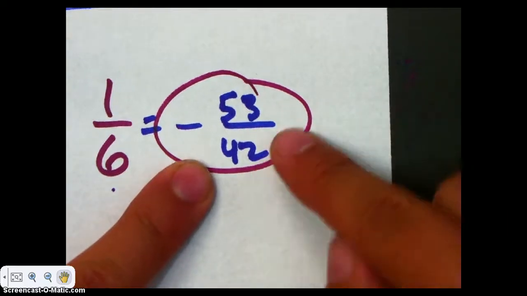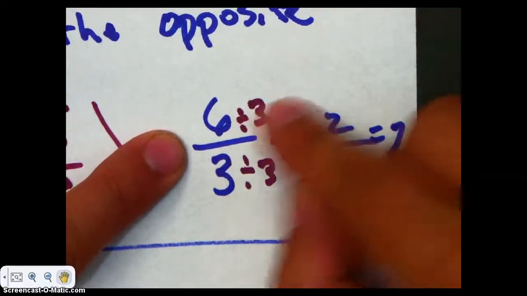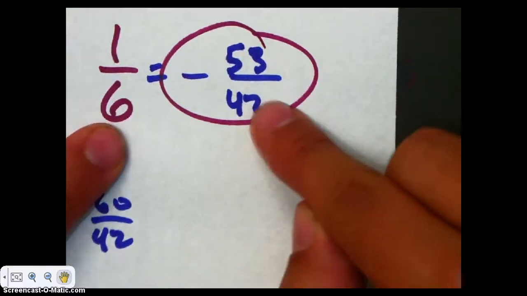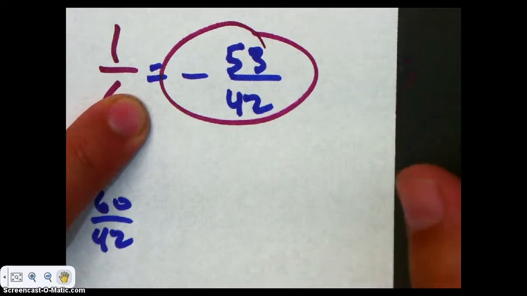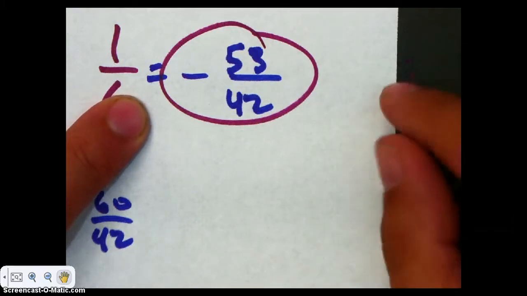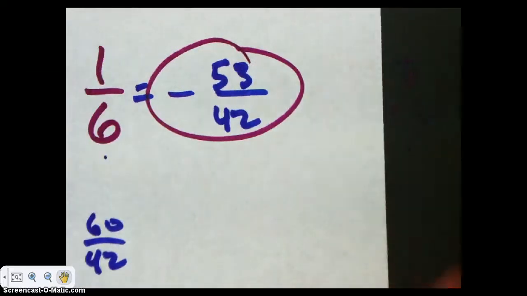What you always have to do is get rid of common factors, like we did up here. 3 went into both, so we had to divide. You don't always have to convert it to a mixed number. It just depends on what the kind of problem is and what it says and what it's asking you to do. So for today, if you just want to leave them all improper, just leave them that way, and I won't have any problem with that. So we have 53 over 42, and it's negative, and that should be your answer.